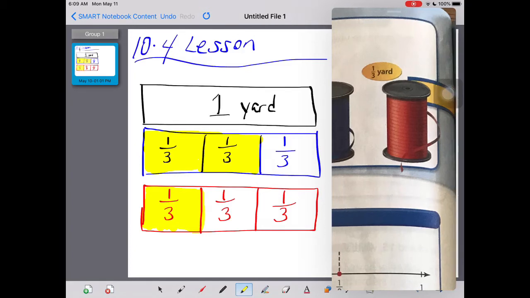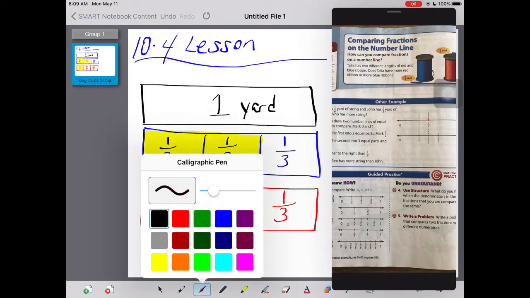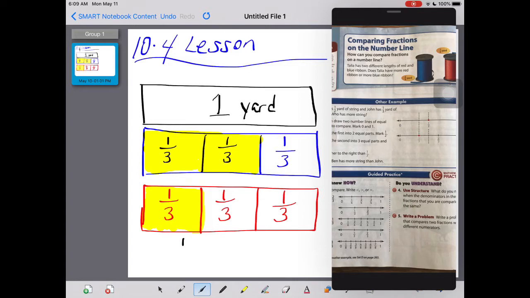All right. Now we have to remember what the question is. Does Talia have more red ribbon or more blue ribbon? The red ribbon is 1/3, right? And the blue ribbon is 2/3. So what would I say? 1/3 is less than, equal to, or greater than 2/3?